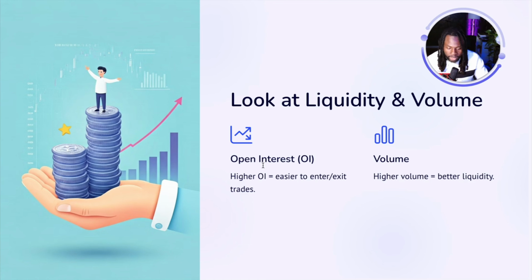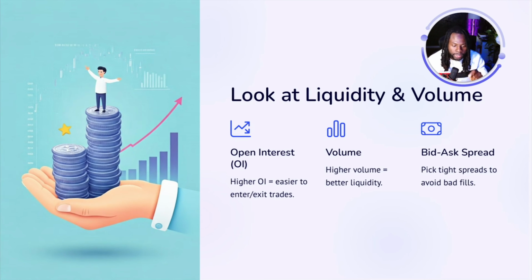But if you see the open interest being high and the volume being high, that's something you want to pay attention to. That's a contract you want to take, because if you enter, you're pretty much confident that you're going to find a buyer at the other end to sell your contract to. And that's what you want. It's pretty simple.